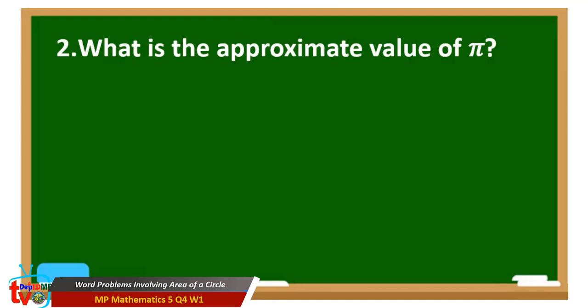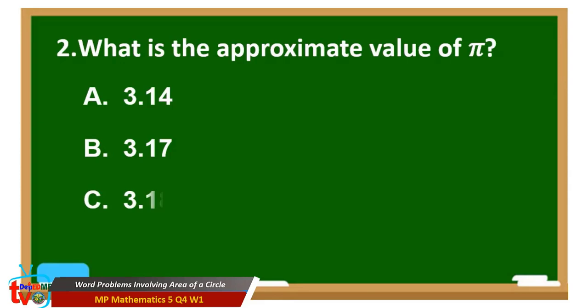Number 2. What is the approximate value of pi? Letter A, 3.14. Letter B, 3.17. Letter C, 3.18. Letter D, 3.19.